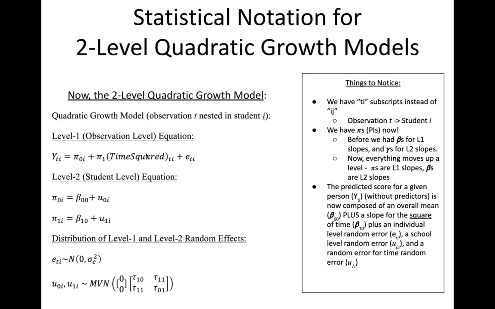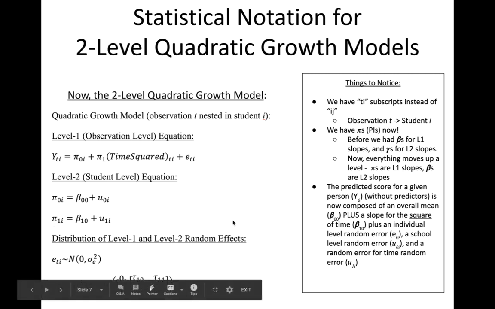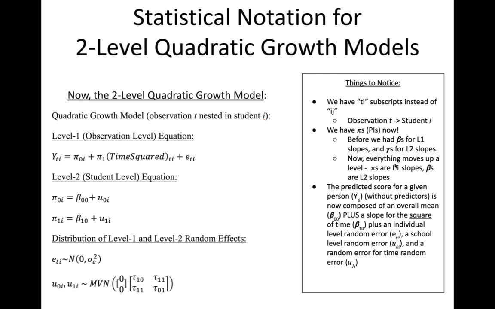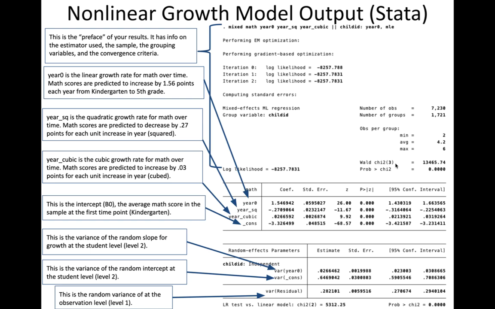So we actually put both of those in the model together, and we can actually put a third term in for time cubed if we wanted to do that as well. So that's how that works in terms of the statistical notation. All of these changes in the higher order growth model generally are happening at level 1, at the observation level. Level 2 stays basically the same, although we have some additional predictors down here if we add additional predictors, but otherwise it stays basically the same.